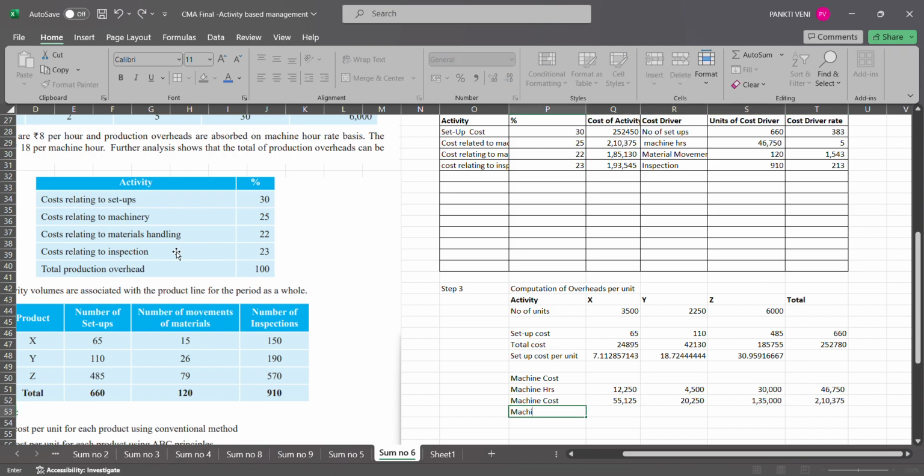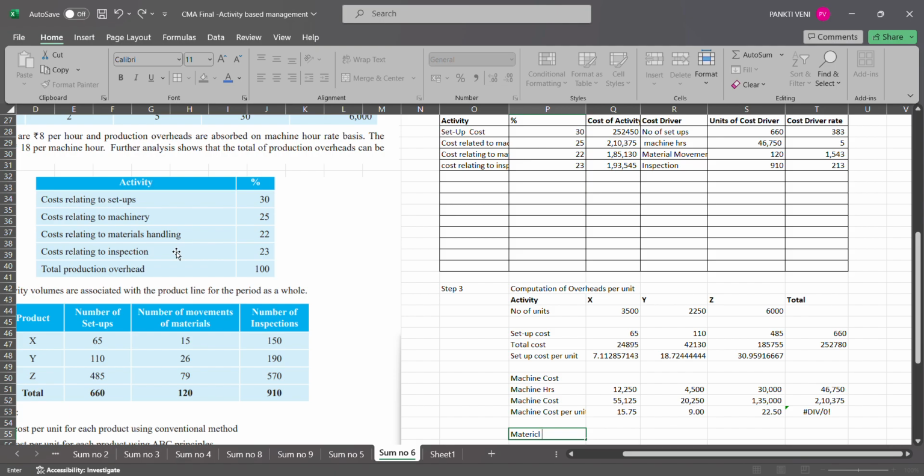Now machine cost per unit. So how much will I get per unit? This divided by the number of units. So this part is done. 15.75. Okay, this part is done.